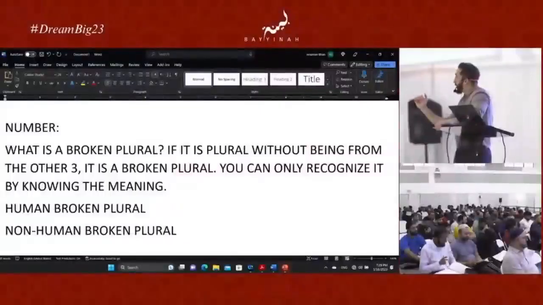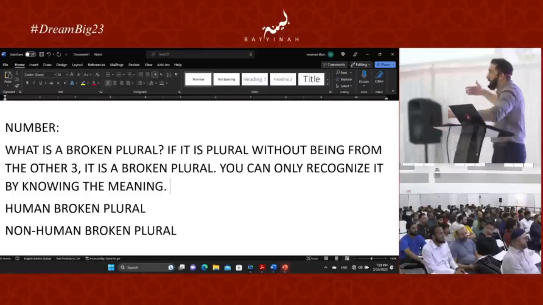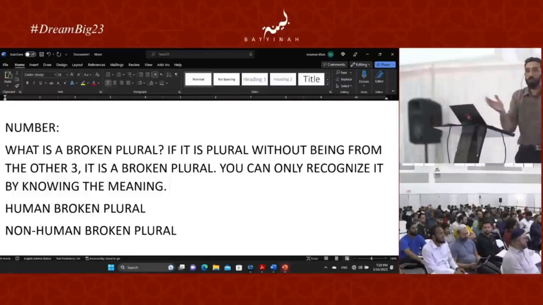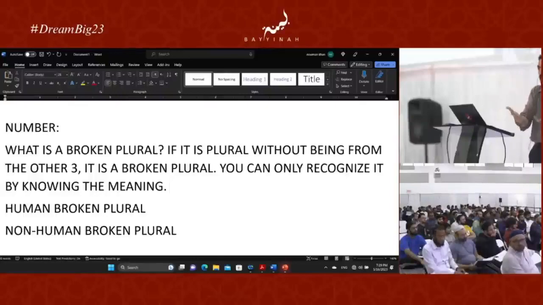Anyway, you can only recognize it by knowing the meaning. Corpus might help you here. You're stuck on a word. You're like, let me find out if this is a broken plural. And then the meaning tells you for that word, oh, okay, this word is plural. Right? So there are tools now that can help you with that as you're learning your grammar. Eventually, I want you to use none of these tools. Actually, I want you to use none of them. I want you to just be independent and engage the text directly, right?